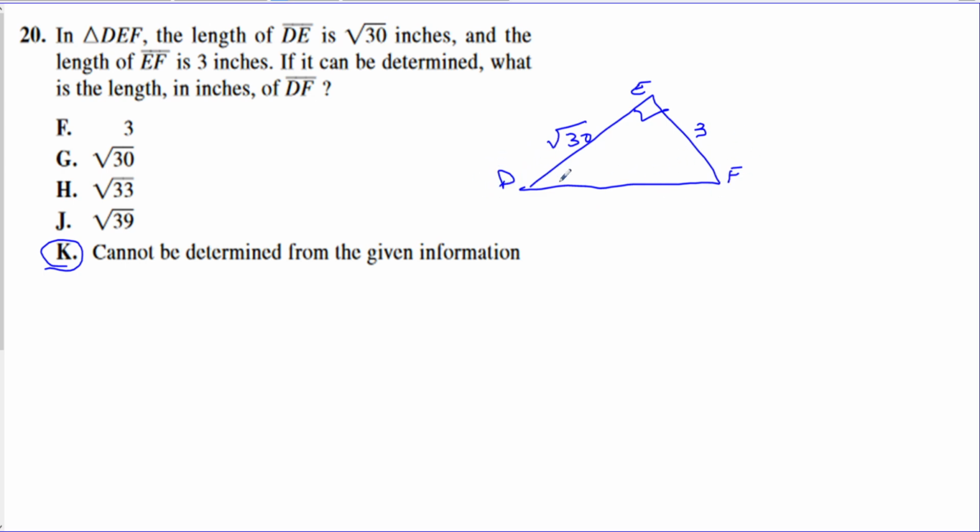You could also, if you had a third piece of information about any of the angles, like if you knew that angle E was 30 degrees, there are possible ways to do that. But only knowing two sides is not enough information for us to figure out what the third side is, unless they also tell us something about one of the angles. So in this case, not enough information is given for us to be able to figure out the length of DF.